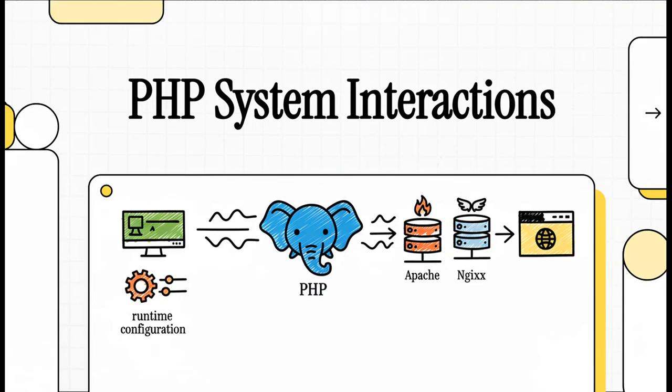All right, here we are, the final chapter in our PHP roadmap. We've gone all the way from the basic syntax right through to fine-tuning performance. And now we're going to pull back the curtain and see how PHP actually talks to the systems that make your code run. Let's dig into that bridge between your scripts and the server.